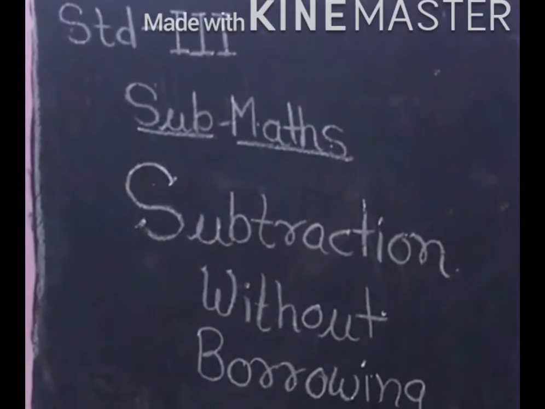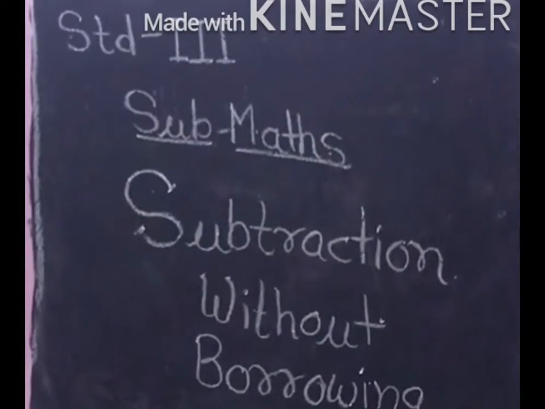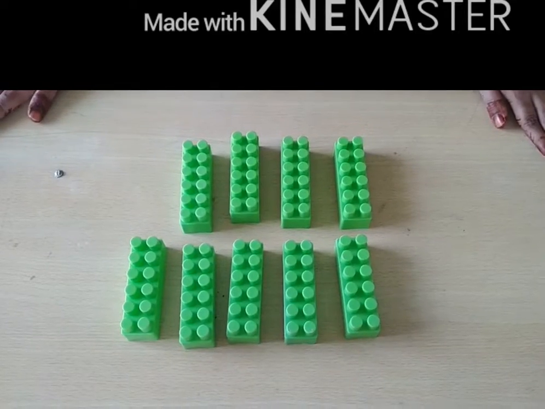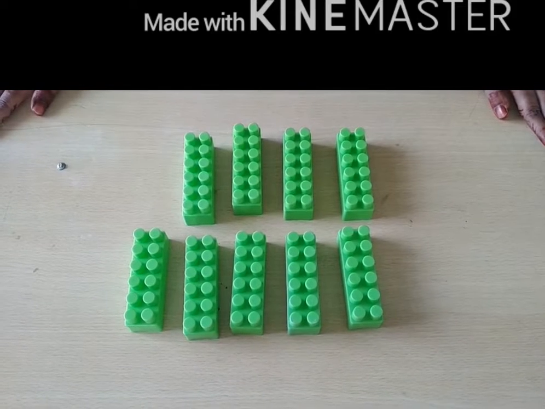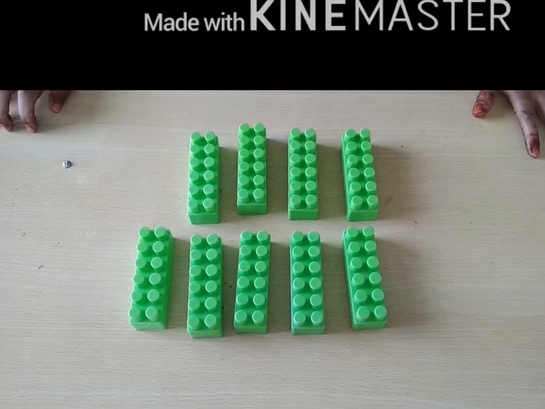Now, today we are going to see the subject mathematics of class 3rd, and the lesson name is subtraction without borrowing. In the previous class, you already learned subtraction with one digit. Now, let us take one example.